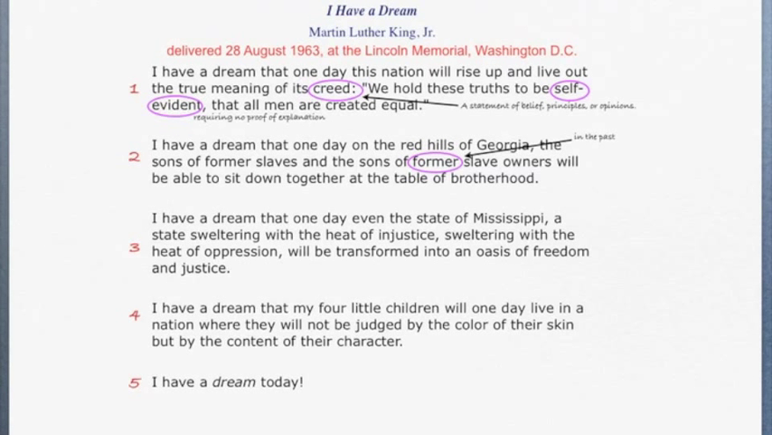So someone that was a slave owner in the past or a slave in the past. Let's look at stanza number 3. I have a dream that one day even the state of Mississippi, a state sweltering in the heat of injustice, sweltering in the heat of oppression, will be transformed into an oasis of freedom.